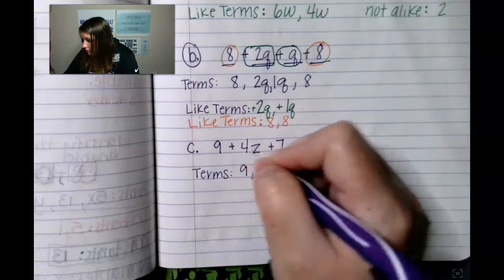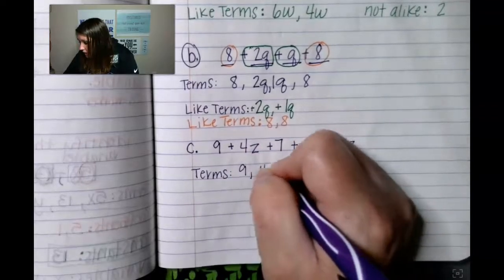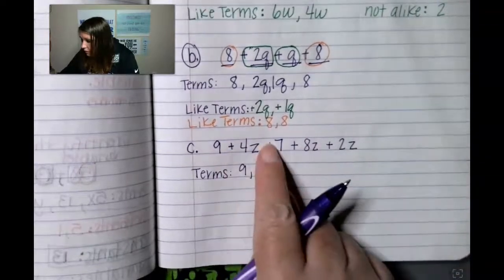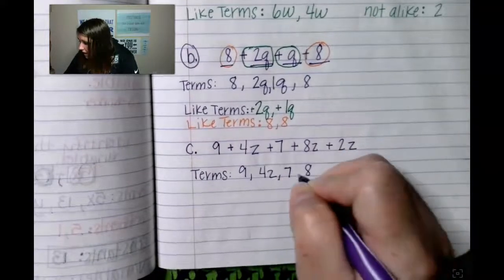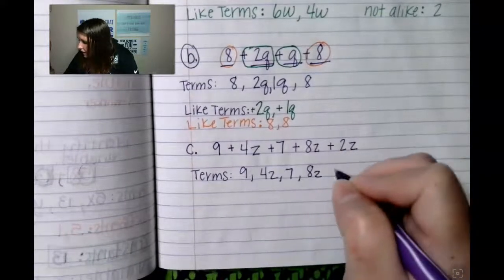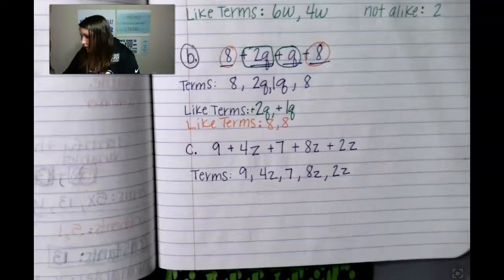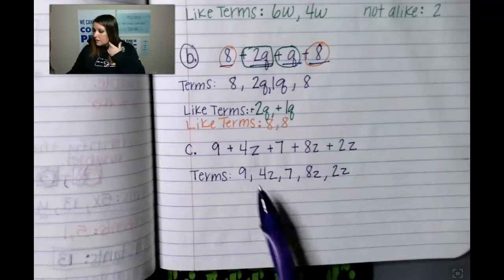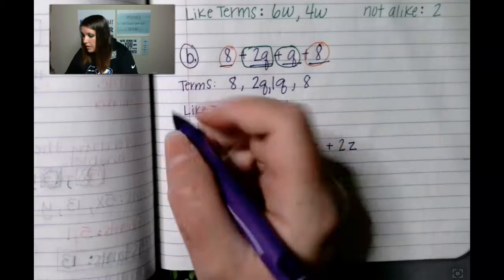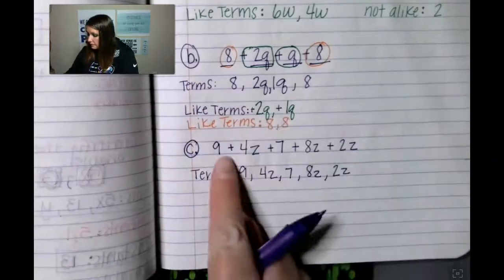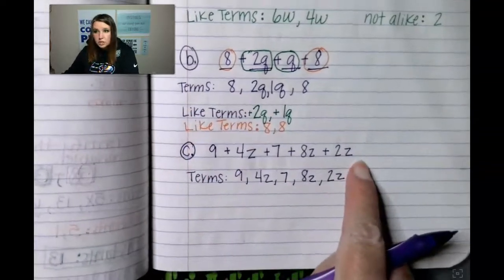9. We've got another one right here, 4z. Remember, just get rid of those. Oh, there's another one. We have 7. We have 8z. And we have a 2z. Okay, all of these are the terms that make up this math sentence, this math expression.